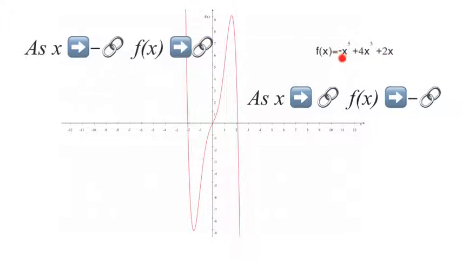But as long as the coefficient in front of the x to the 5th is negative, you are going to have the behavior of, as x approaches negative infinity, f of x will approach positive infinity. As x approaches positive infinity, f of x is going to approach negative infinity. It switches the end behavior by having the coefficient in front of the x being a negative.